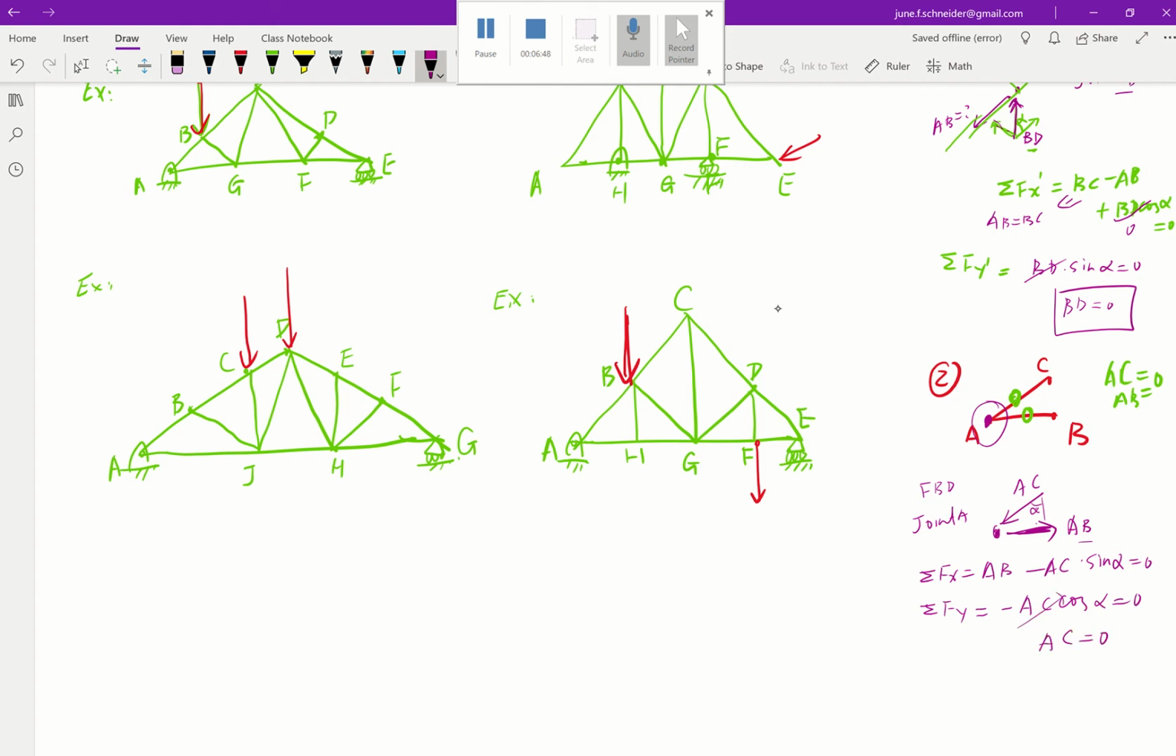From here, again, what do we calculate? AC has to be 0. So AC is a zero force member. If AC is 0, what do we get for AB? AB has to be 0 as well. So that proves our point.